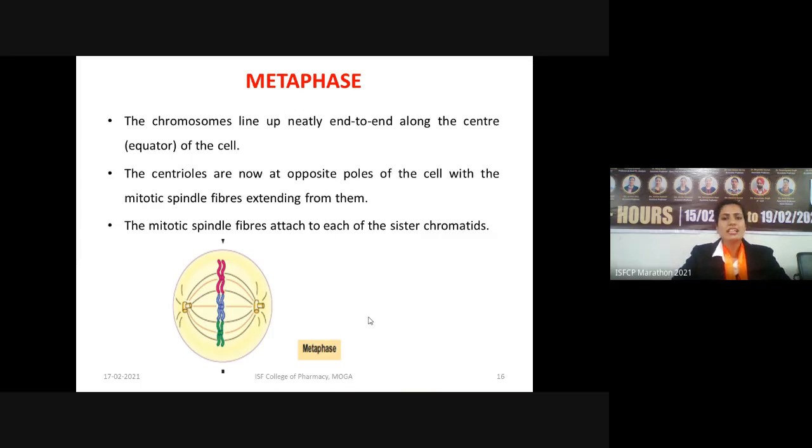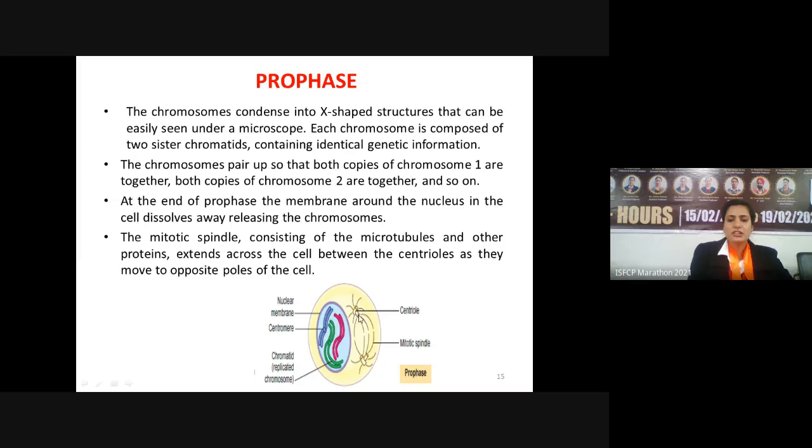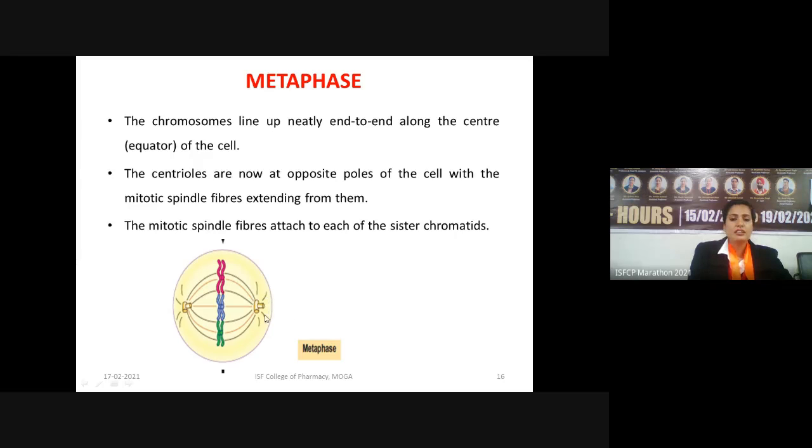Now the next phase is the metaphase. In metaphase, the chromosomes line up end to end along the center, or we can say the equator, of the cell. In the previous diagram, the centrioles were not exactly opposite to one another. But in this case, we can clearly see that one centriole is present here and the other centriole is exactly opposite to it. So the centrioles are now at opposite poles of the cell with the mitotic spindle fibers extending from them. Here we can see the mitotic spindles. These mitotic spindle fibers attach to each sister chromatid. These are the sister chromatids, similar to one another, and they are held together with the help of the mitotic spindles.